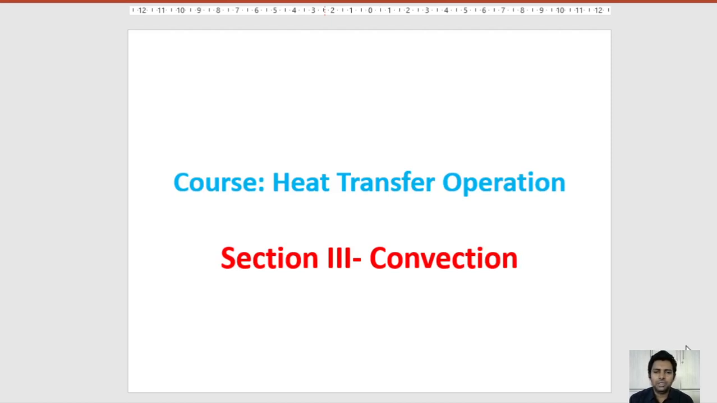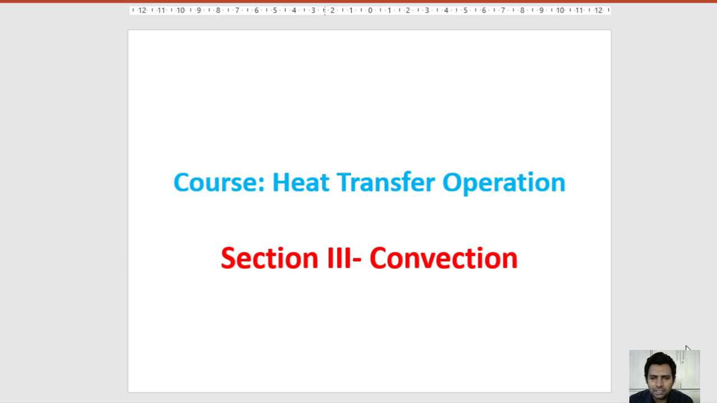Today we are learning section number 3, convection. In the last two sections, first we saw the introduction, and in section 2 we saw conduction. Conduction is the micro heat transfer. Now we are moving towards the macro heat transfer, that is meant by convection.